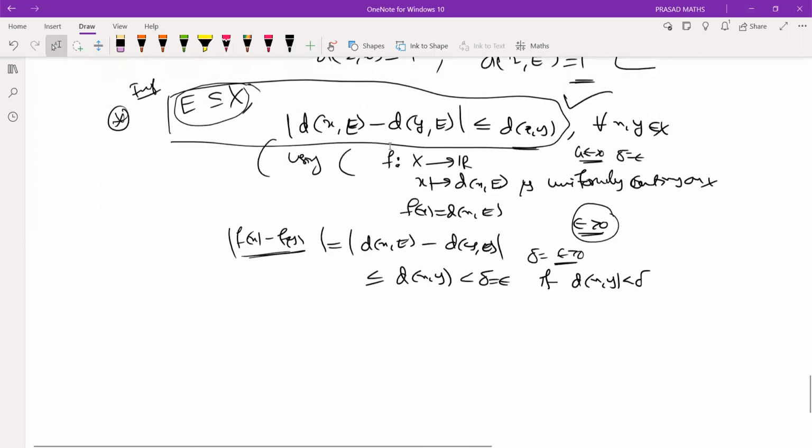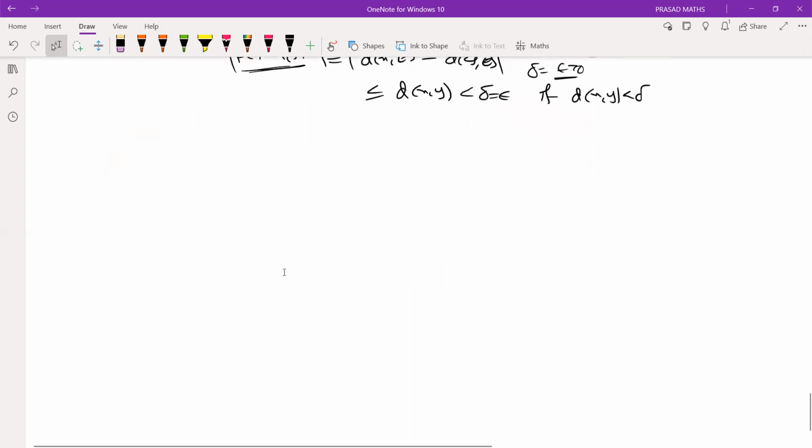Right. So using this property, f(x) equals the distance between x and E is always a uniformly continuous function. It's a real-valued function. Uniformly continuous function. Right. Next definition.